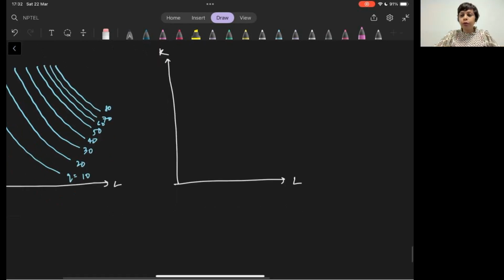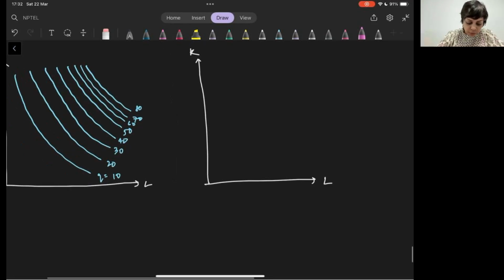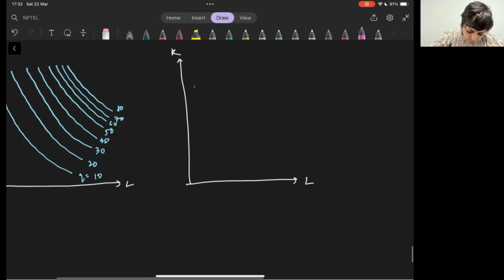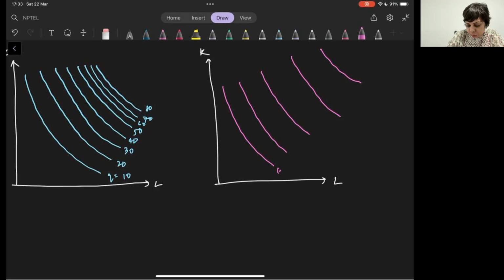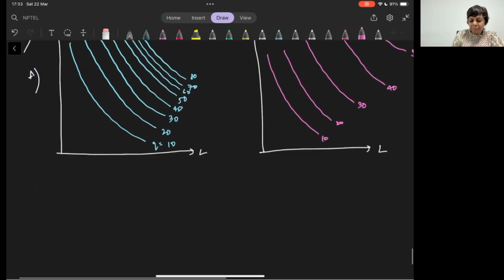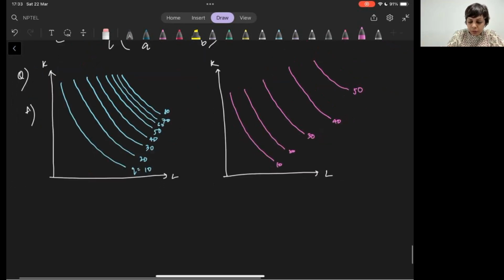I don't know if you have reviewed this part of the lectures, but let's hope you have. Okay, this is, and so on. Okay, these are two sets of isoquants. Now the question is, out of these two, which diagram do you think is representing increasing returns to scale and which diagram is representing decreasing returns to scale?